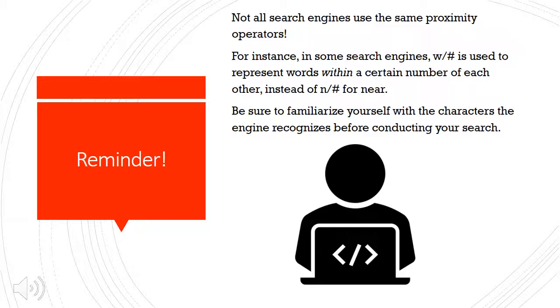However, it's important to note that not all search engines use the same proximity operators. For instance, in certain search engines, the key W is used to represent words that are within a certain number of each other instead of the term N for near. Be sure to familiarize yourself with the characters the engine recognizes as proximity operators before you conduct your search.